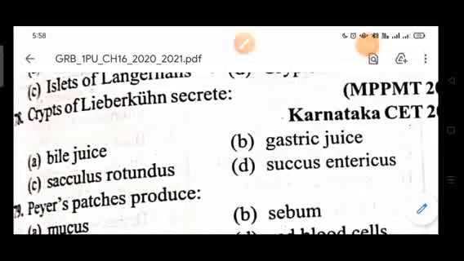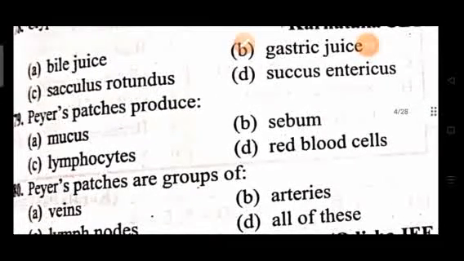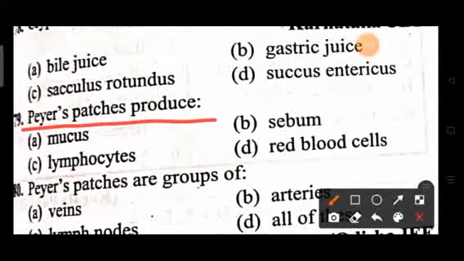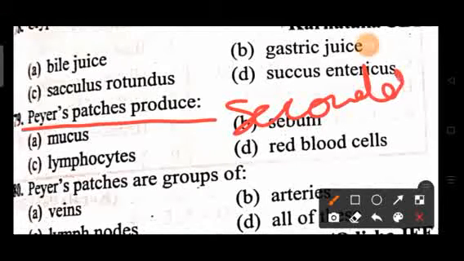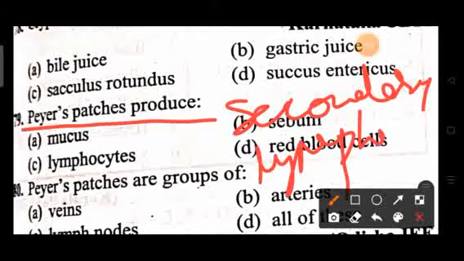Next question. Which is produced by Peyer's patches? Peyer's patches are present in the small intestinal region. These Peyer's patches are also called secondary lymphoid organs. This will come in the second year. What they produce is the most important.